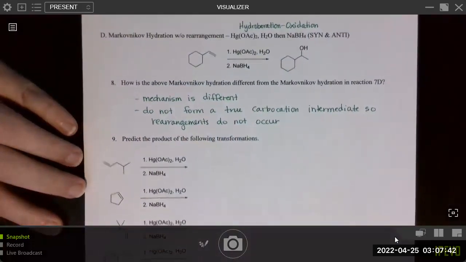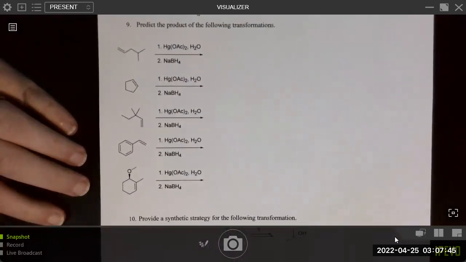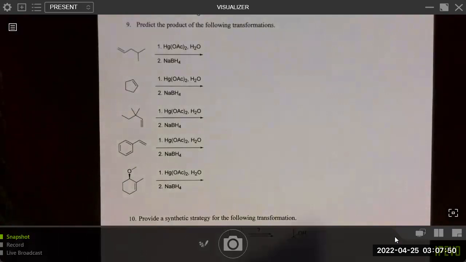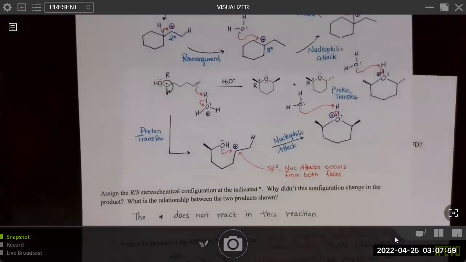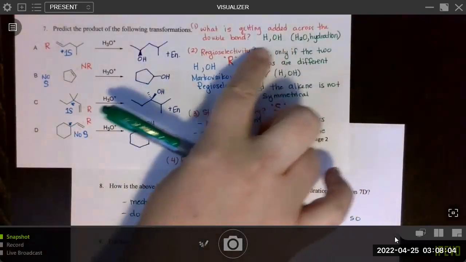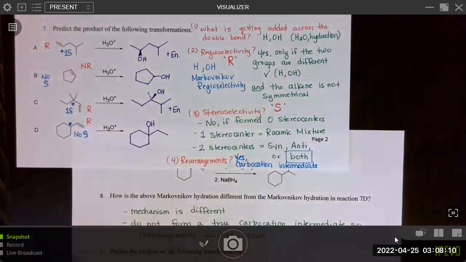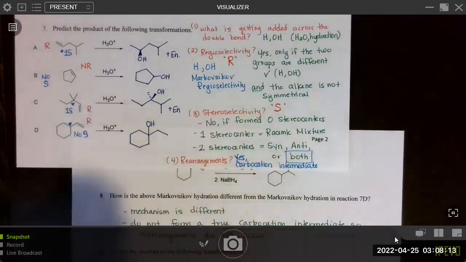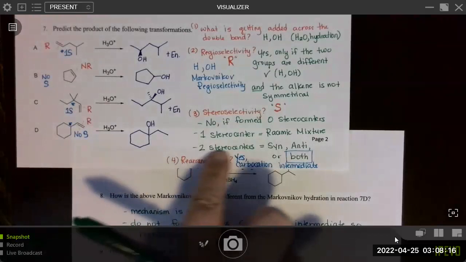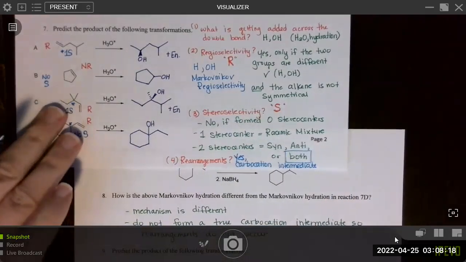All right, so let's go ahead and start drawing products. So really all of those same things we were considering before are still applicable right now, right? So what is getting added across the double bond? It's still H and OH. We still have Markovnikov regioselectivity. We still need to worry about stereoselectivity depending on how many stereocenters are formed. The only thing we don't need to worry about is potential for rearrangement when you're using the hydroboration oxidation.